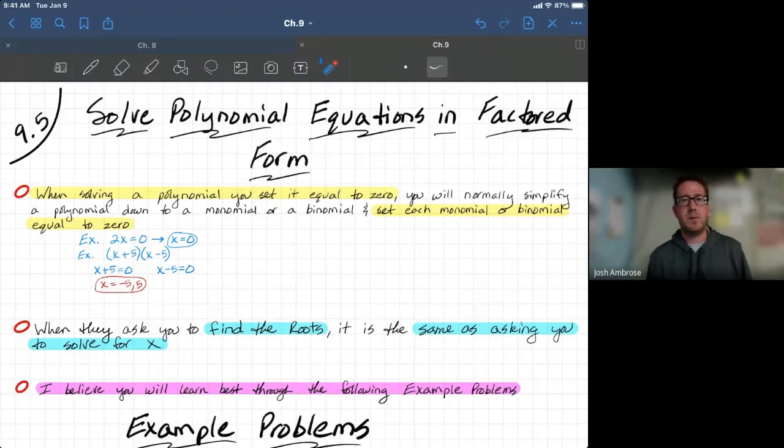All right, welcome back again. Algebra 1. Okay, here we go. We're in section 5 today, talking about solving polynomial equations in factored form.